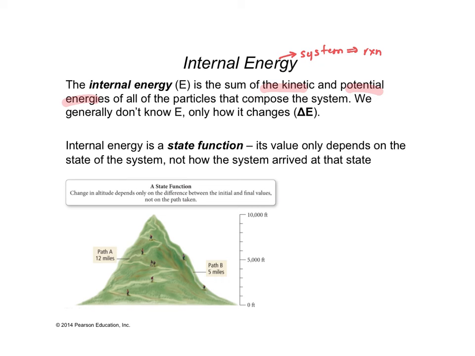Frequently what we will find is that the absolute value of internal energy is something that we can't obtain. Instead, we usually determine how internal energy changes in the overall process of a chemical reaction. So we're going to be interested more in this change in energy, this delta E, as opposed to just E by itself.